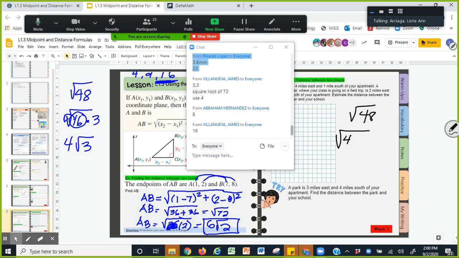Let's say 4 goes into it. So 4 times what is 48? Then you're going to say, oh, 4 times 12, right? But then you're going to break down that 12 again. So that's your first 4. 12 is 4 times 3.